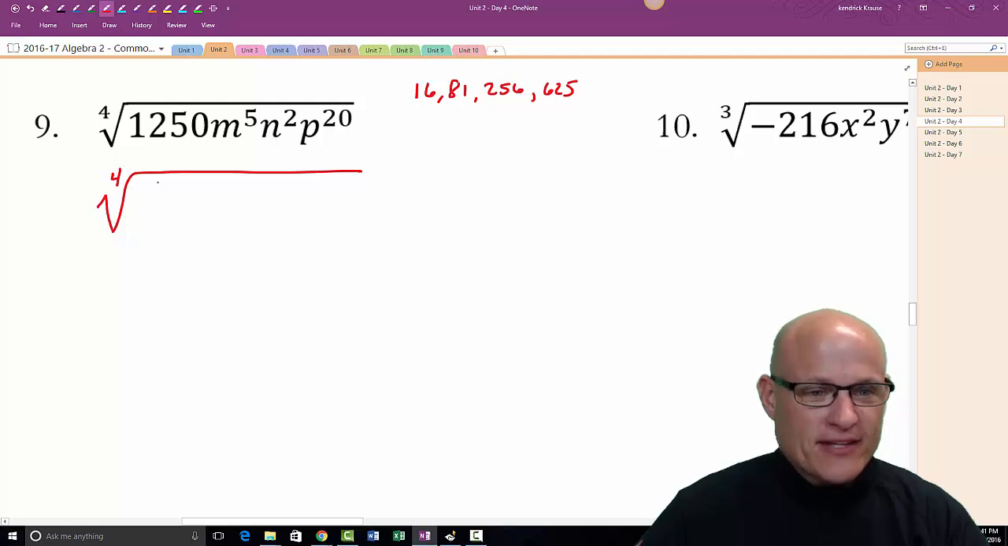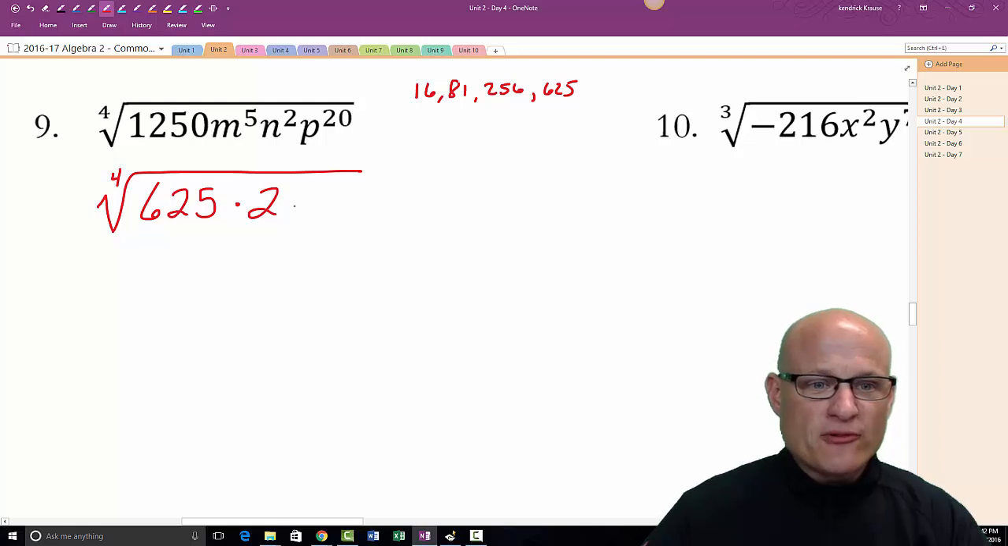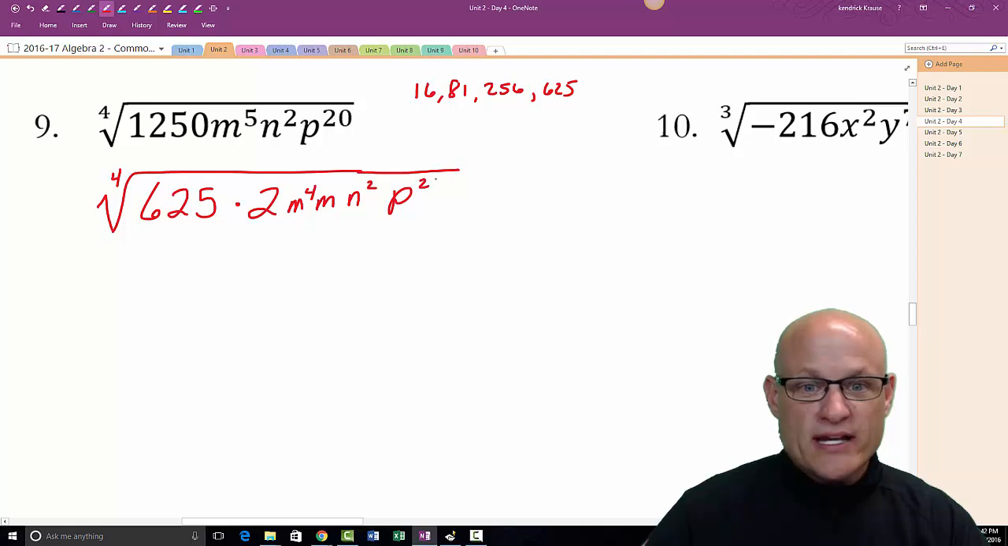All right, if I have to help you, it's 625 times 2, because 600 times 2 is 1,200, and 25 times 2 is 50, so 1,250. Now we're looking for groups of 4. So m to the 4th, m, that makes m to the 5th. N squared, can't do nothing with it. And p to the 20th, it's already a group of 4. So the 4th root of 625, obviously, is 5. The 4th root of m to the 4th is m. And the 4th root of p to the 20th is p to the 5th.